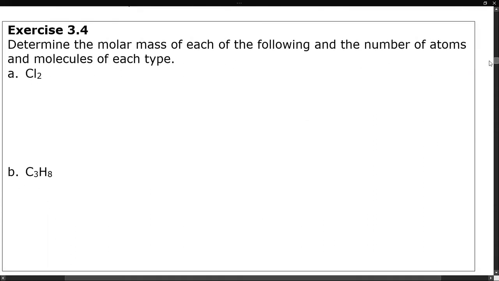And so we want to determine the molar mass of each of these two compounds. To do that, we just need the masses from the periodic chart, and we'll add up the mass of each molecule, or the mass per mole.